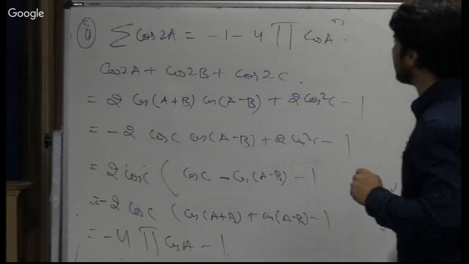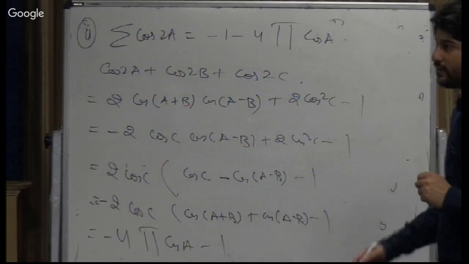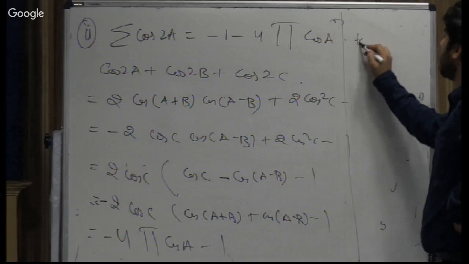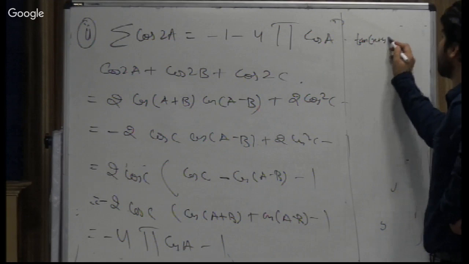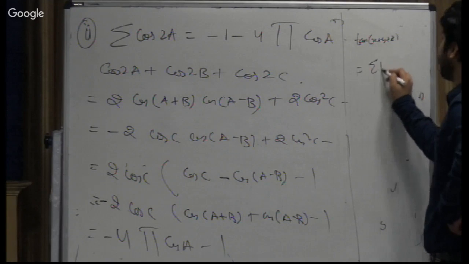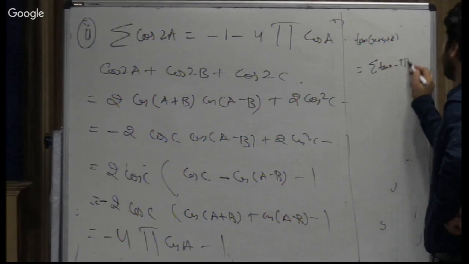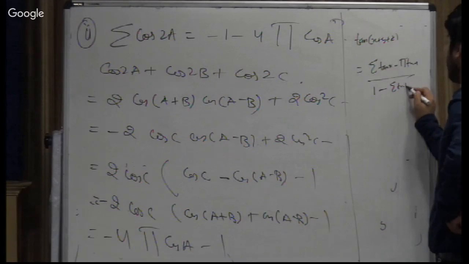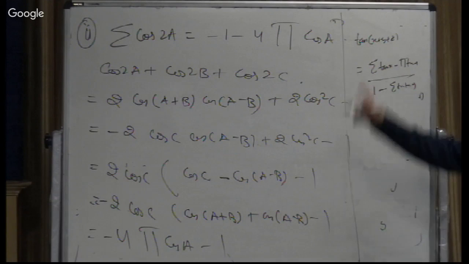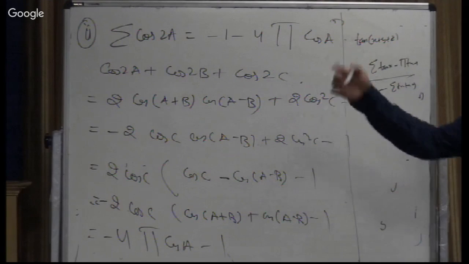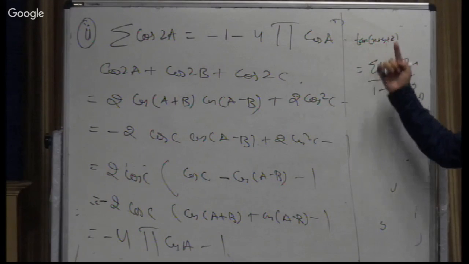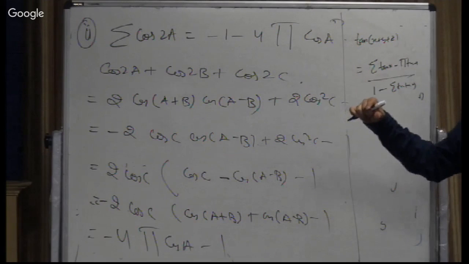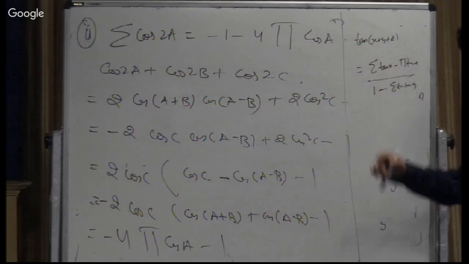And similarly for tan 2A, there is no need for such a long proof. Tell me why? Since you know tan(x+y+z) is (Σ tan x − Π tan x) upon (1 − Σ tan x tan y). But here it is 2A plus 2B plus 2C, which makes 360 degrees. What is tan 360 degrees? 0, which means the numerator has to be 0.